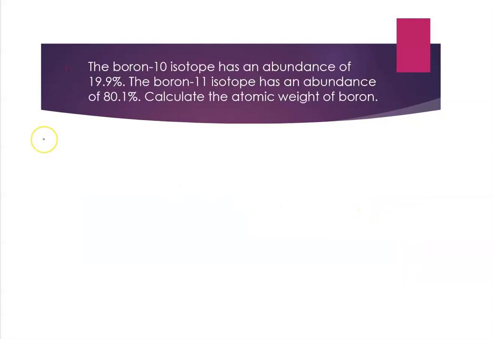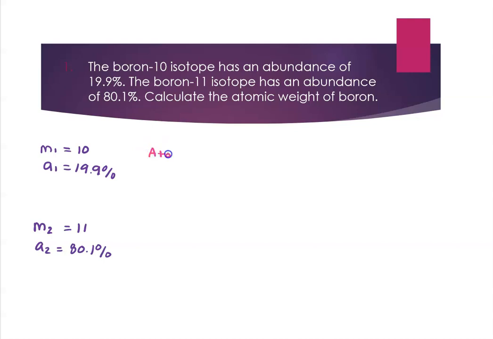All right, if we look at this first example here, it says the boron 10 isotope has an abundance of 19.9%. Boron 11 isotope has an abundance of 80.1%. Calculate the atomic weight of boron. We have two isotopes of boron, the boron 10 and the boron 11. Those are our masses. The boron 10 isotope has a mass of 10. The boron 11 isotope has a mass of 11. The boron 10 isotope has an abundance of 19.9%, so that is my A1, and the number 2 isotope has an abundance of 80.1%, so that is my A2. Then I just plug it into my formula.